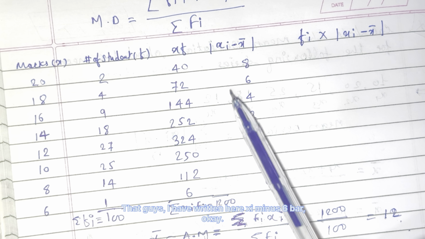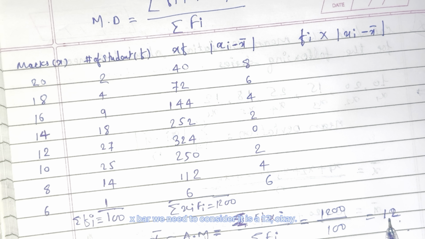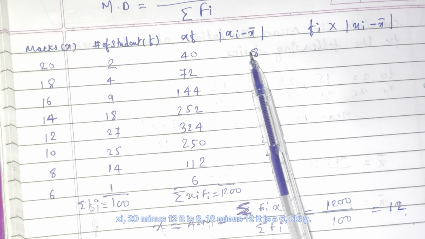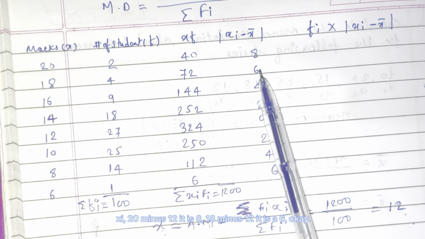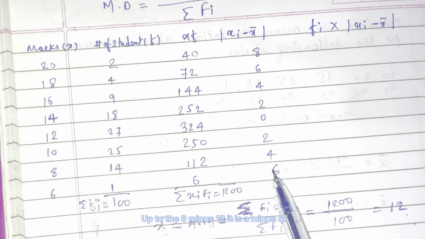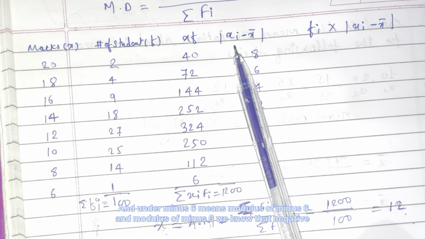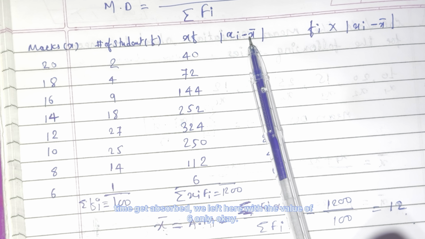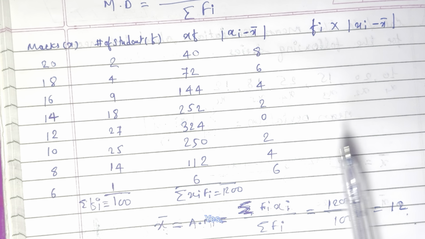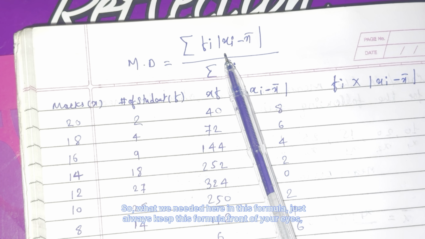I have written xi minus x bar here, where x bar is 12. So for xi, 20 minus 12 is 8, 18 minus 12 is 6, and 6 minus 12 is minus 6, but the modulus of minus 6 absorbs the negative sign, and we are left with the value 6 only. Always keep this formula in front of your eyes.